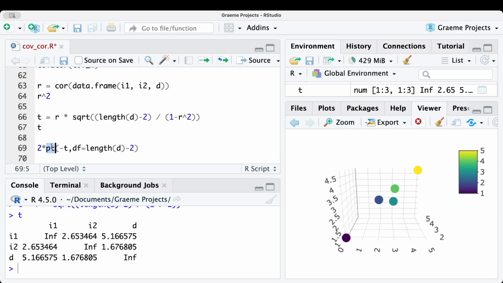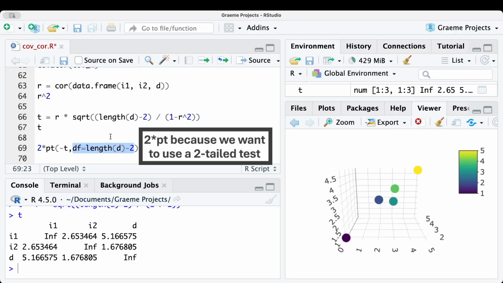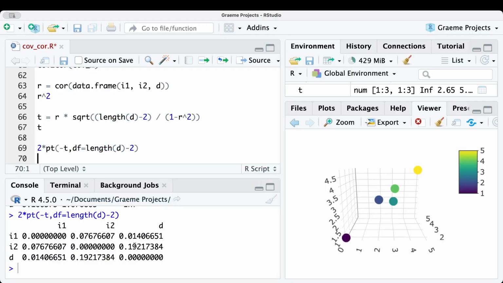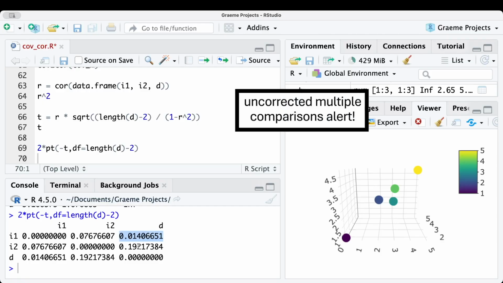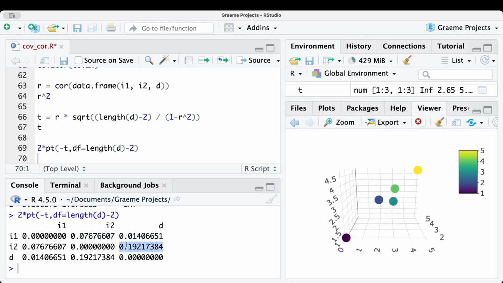That's this pt function here. We first plop in our quantile, sorry, which is going to be negative t. Our degrees of freedom are going to be the same degrees of freedom that we used for the t here, which is this. We can just hit enter on that, and it spits out our p-values. If we're using a cutoff, an alpha of 0.05, it looks like our I1 and our D would be considered significant, and none of the other correlations would be considered significant in this case.